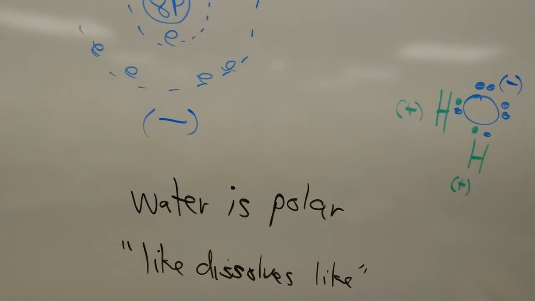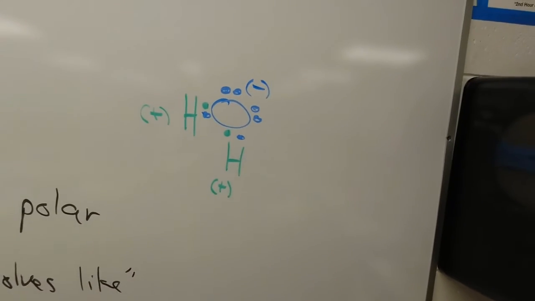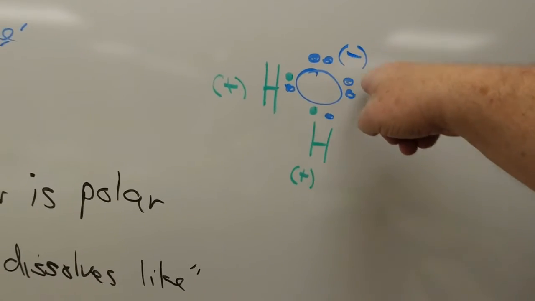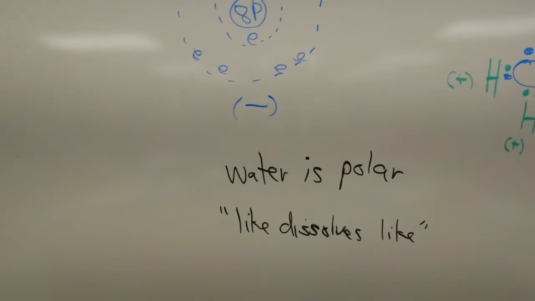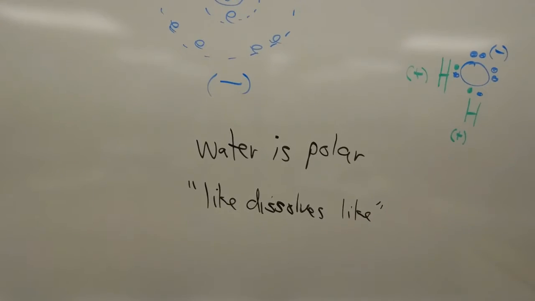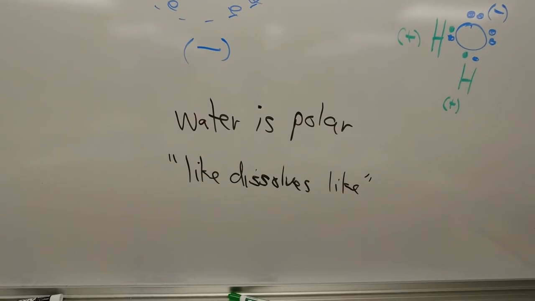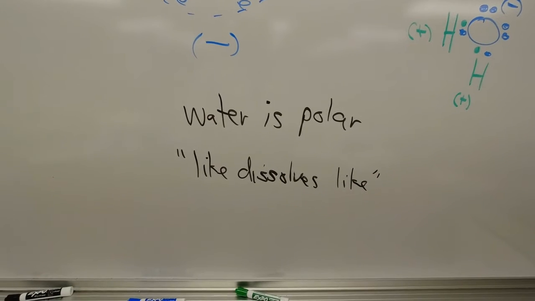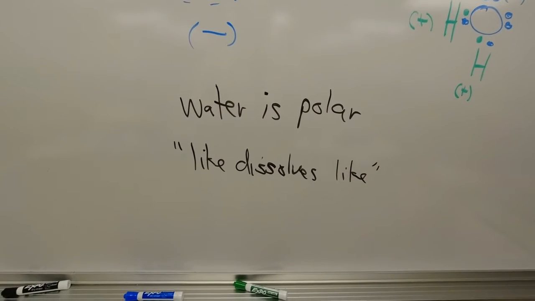Water's polar, all right? A polar molecule is one that has an uneven distribution of electrons. Like there's more electrons here than there are on the other side because they're pulled away from the hydrogens. That's what makes it polar. And there's an old saying called like dissolves like. Polar substances tend to dissolve in other polar substances. So if something dissolves in water, that means it's polar. If it won't mix with water, that means it's nonpolar.